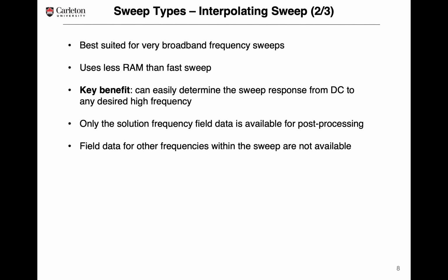The second sweep type is called interpolating sweep, and it takes a bit more time than fast sweep, but it is more accurate. But the disadvantage is that it does not give you the field data. So if you want to have a visual of the field inside your structure, an interpolating sweep will not give you that. But it's really good if you want to run a very wide band simulation, which, as opposed to the discrete sweep, which we'll talk about later, doesn't take that much time.